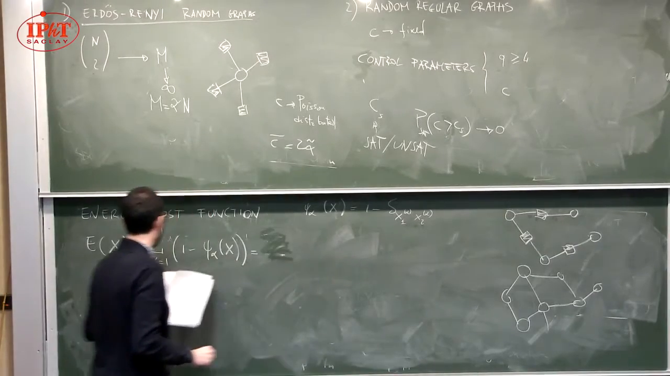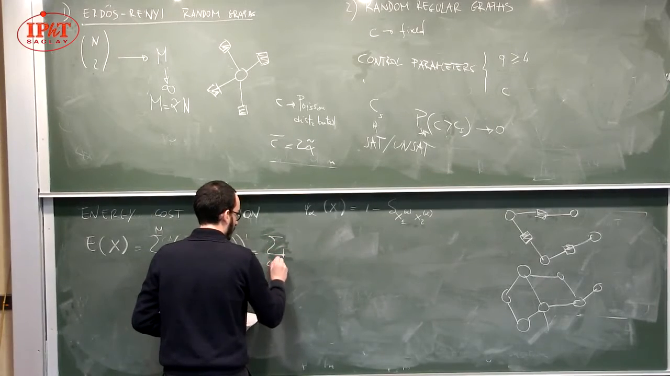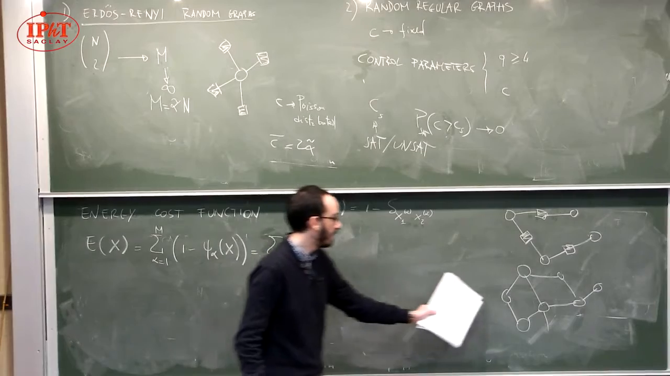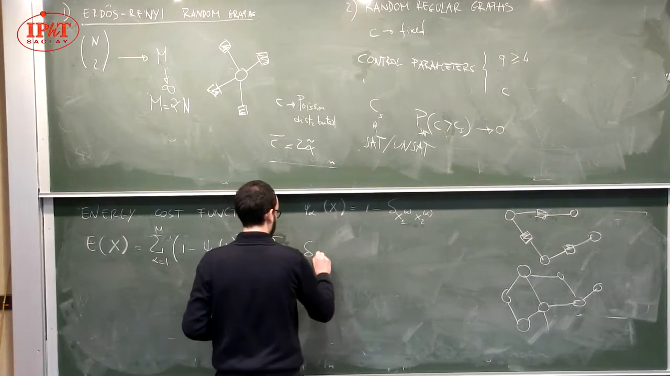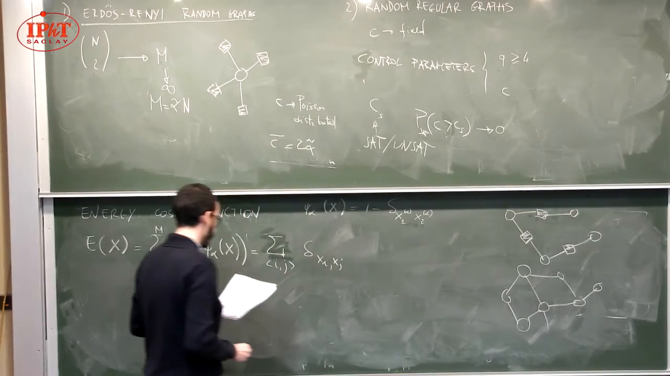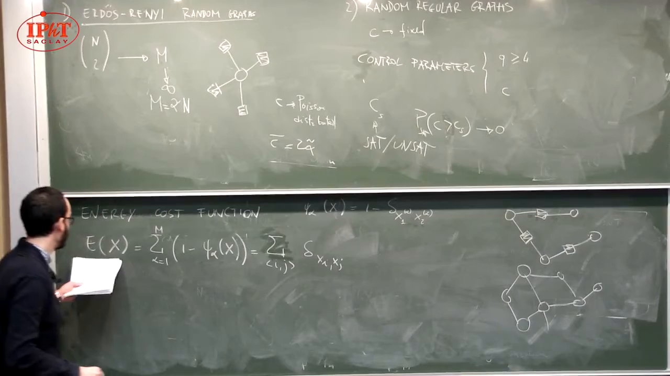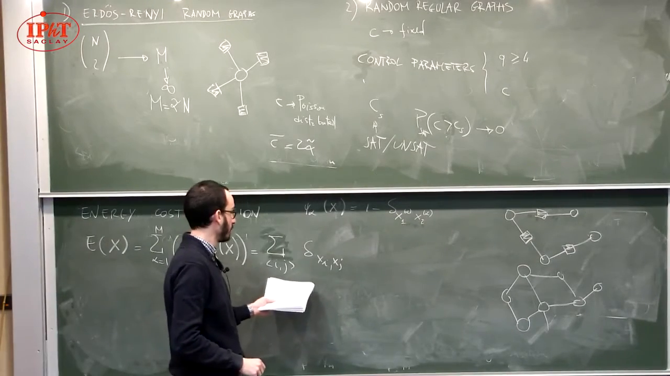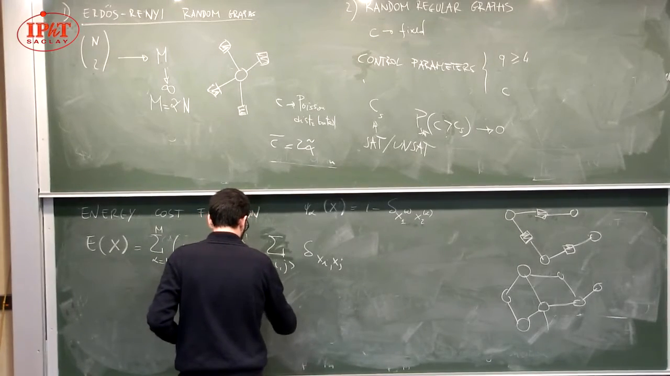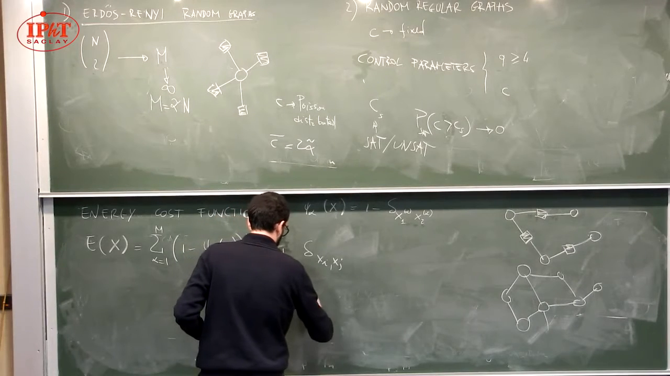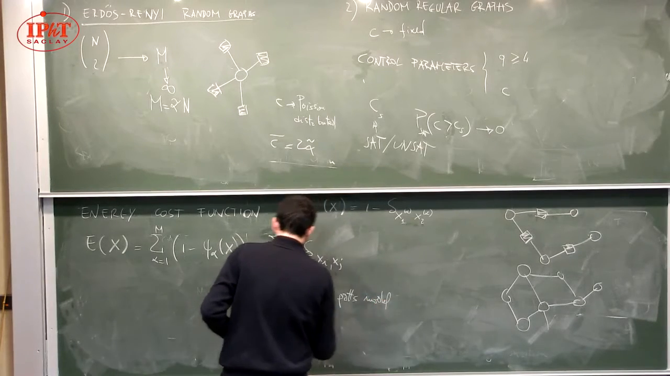So if I plug this expression in this one, what I get is just the sum over nearby variables, so variables that are connected by a link, of delta xi xj. And so this is just the Hamiltonian, the energy of an antiferromagnetic Potts model on a random graph.